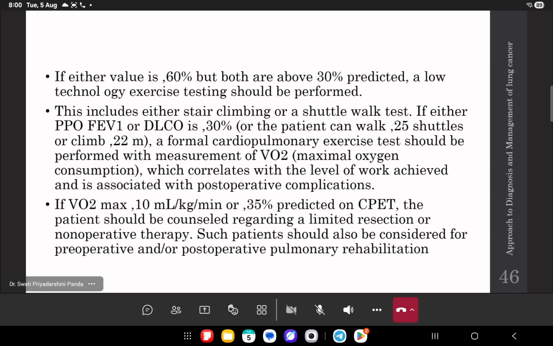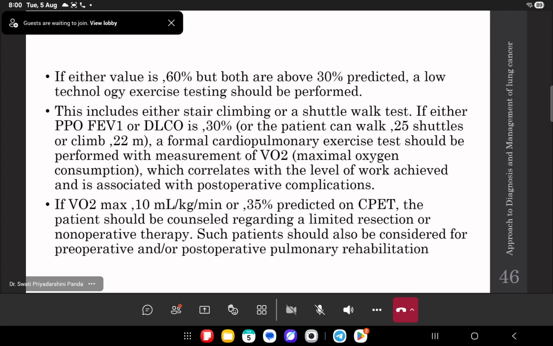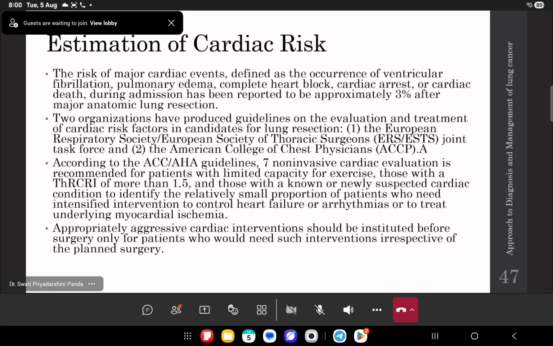If the predicted postoperative value of FEV1 and DLCO is below 30%, then a cardiopulmonary exercise test should be performed with measurement of maximal oxygen consumption, which correlates with the level of work achieved and is associated with postoperative complications. If maximal oxygen consumption is below 10 ml per kg per minute or 35% predicted on cardiopulmonary exercise test, the patient should be counseled regarding a limited resection or a non-operative therapy. Such patients should also be considered for preoperative and postoperative pulmonary rehabilitation.